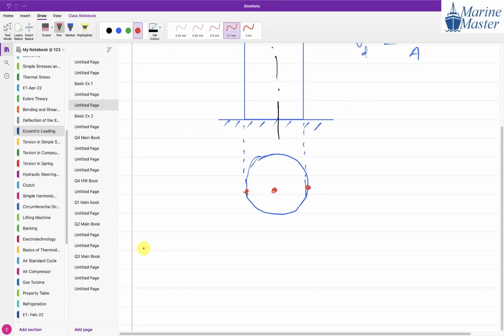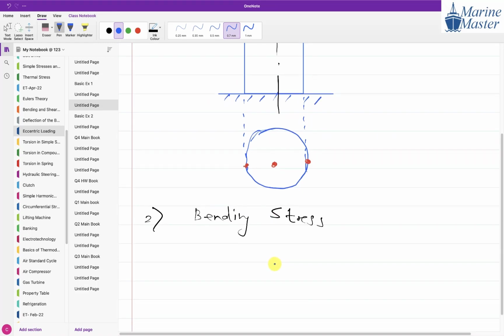After that, we have seen the second type of stress. We have seen shear stress also, but shear stress is not that important. The next important one is bending stress. So here, bending stress is there. Now, what will the bending stress scenario be?